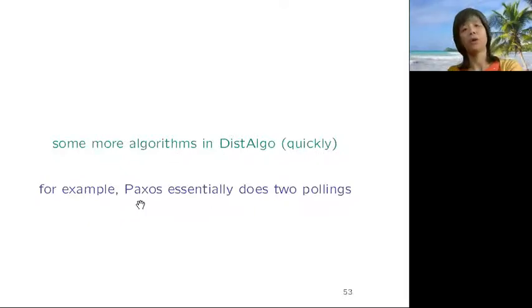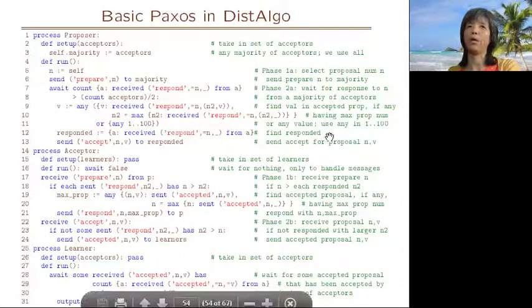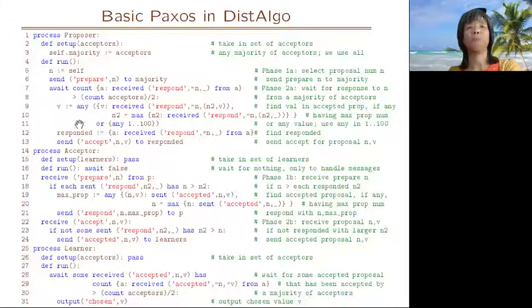For example, I want to show you Paxos is essentially just two pollings. This is the whole basic Paxos, agreeing on one value. You can see the proposer, which just sends a prepare and waits for response. And this time it waits for majority, okay? Count responses greater than half. And then calculate something so that it can send again.